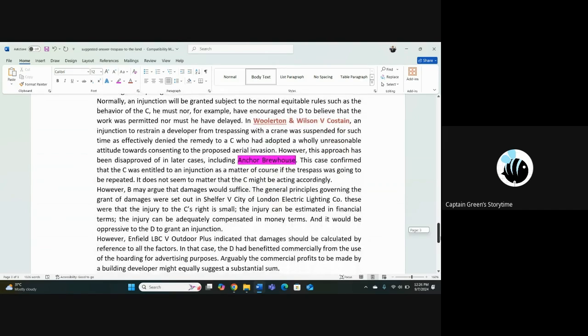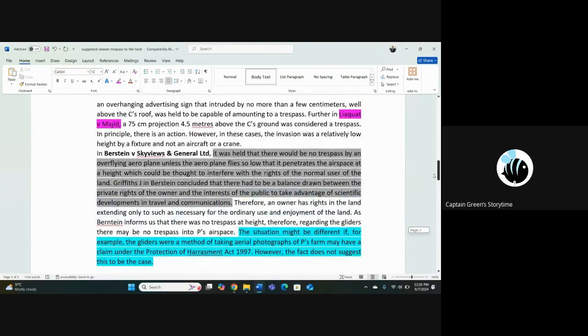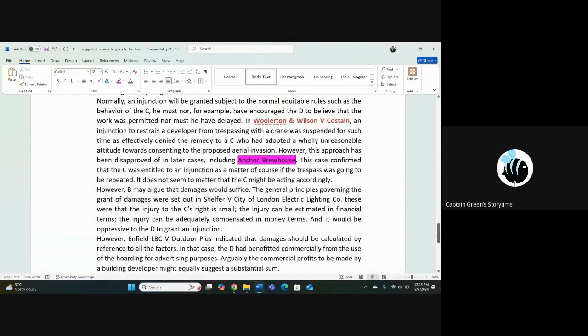However, in the first situation we were having the gliders club, so they may not use the defense of injunction. Then we studied that Bipin may argue that damages would suffice. The general principle governing the grant of damages was set out. This case deals with damages. These were that the injury to C's right is small, the injury can be estimated in financial terms, the injury can be adequately compensated in money terms, and it would be oppressive to D to grant an injunction.